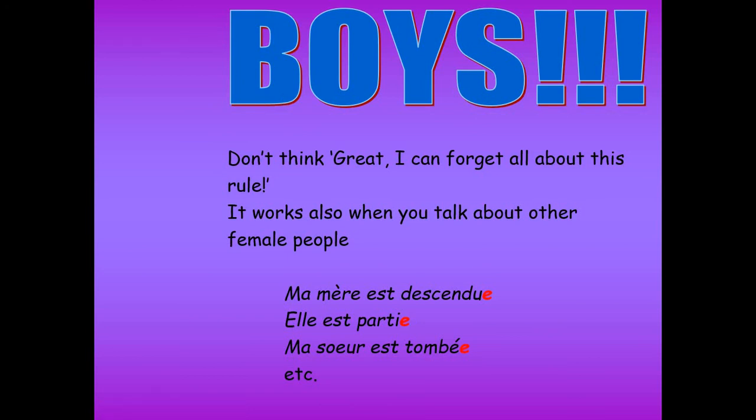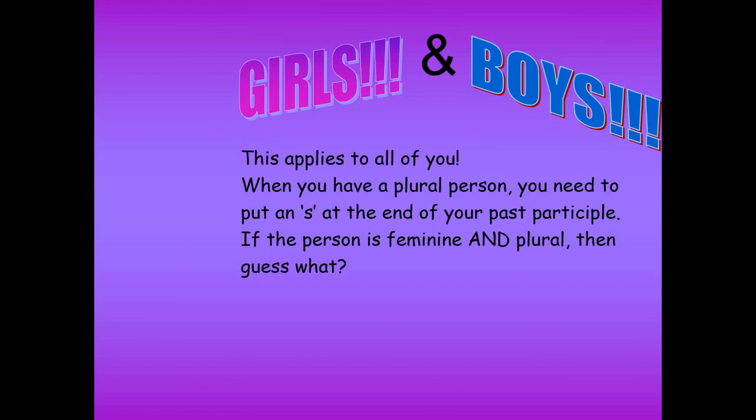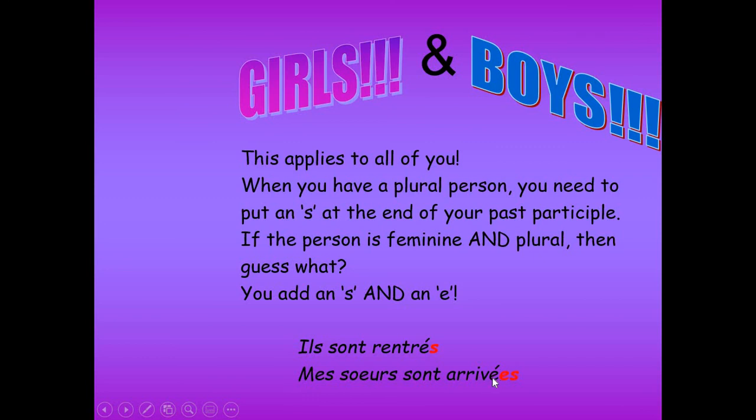It'll come with practice. Girls and boys, this little rule is going to apply to all of you. When you have plural people, multiple people, you need to put an S on the end of your past participle. And if the person is feminine and plural, so a group of girls perhaps, then guess what? You add an S and an E. For example, ils sont rentrés. I've added an S because it's they. Mes sœurs sont arrivées. I've added an E because I'm talking about sisters, girls. I've added an S because it's plural. And those S's, look, they match up. S, S, S, etc. So a lot to take in, lots of notes for you to make.